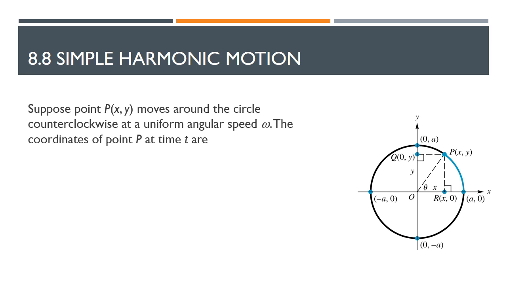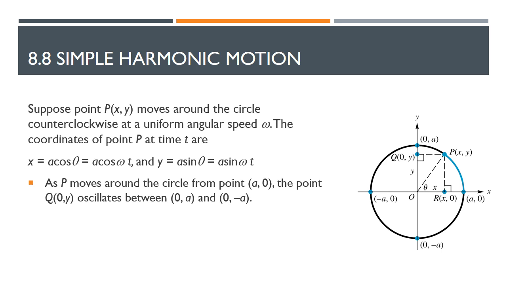The coordinates of the point at any given time as you go through this motion are going to be x equals a cosine theta, which would be a cosine omega t, and y will be a sine theta, which would be a sine omega t. Okay, and a is the radius of that circle. So it doesn't have to be a unit circle, it can be a circle of any radius a.